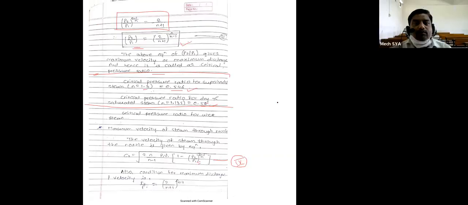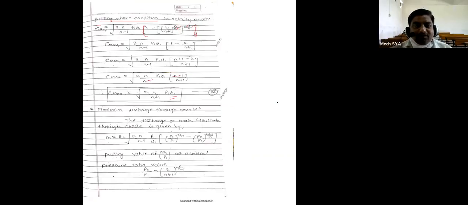Okay, now critical pressure. Understand up to the last steps, only mathematical adjustments are there. So Cmax is equal to square root of 2n upon n plus 1 into P1 V1. Please reply. Understood. Okay. Others please reply. If doubts are there, please ask.